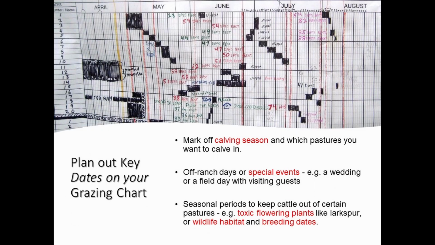On your chart, mark off such things as calving season and which pastures you want to calve in. Mark off any days that are off-ranch days or special events where you have to go to a wedding or maybe a field day with visitors. And mark off seasonal periods to keep cows out of certain pastures. That could be due to toxic flowering plants like larkspur, or wildlife habitat when you've got animals moving through or birds nesting, and also mark breeding dates and what pastures you intend to breed in.